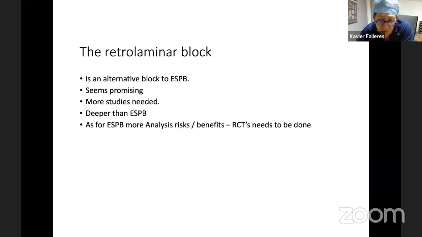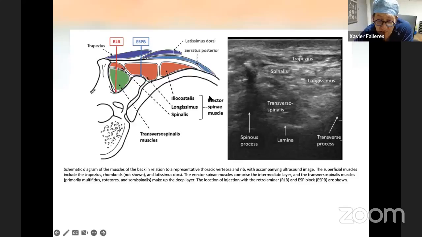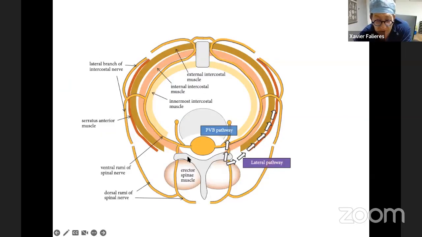Very fast about the retrolaminar block. It's a good alternative to the erector spinae plane block. It seems promising, but we need more studies about it. It's the same, but it's somewhat deeper. You have to go here in this space. So, okay, just to speak about it, but not so important.